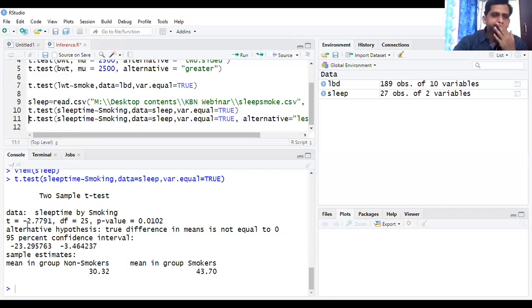Now how to understand this output? The first thing is, don't look at the p-value first. You have to look at the mean values. The average sleeping time of non-smokers is 30.32. The average sleeping time of smokers is 43.47, comparatively at a higher level. Then come to the confidence interval.